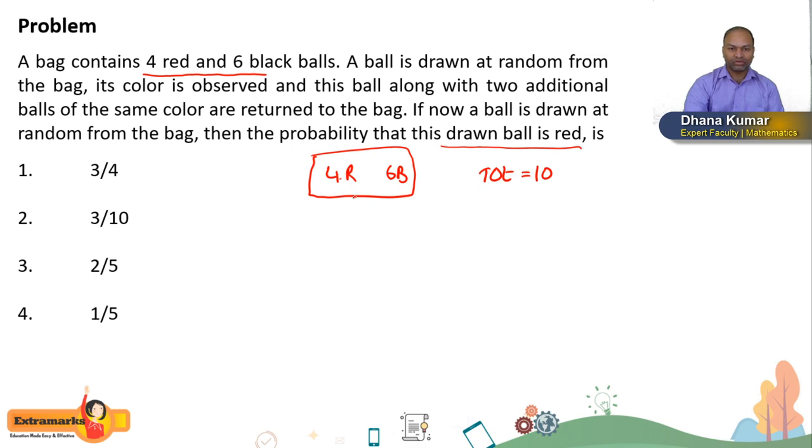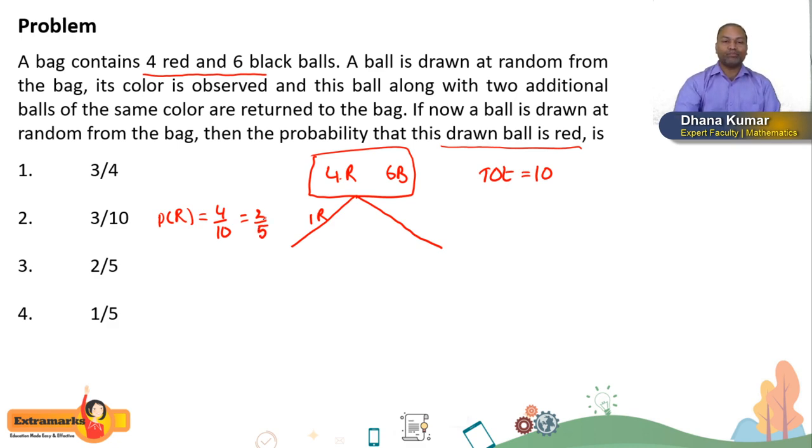It is just like a tree structure. You observe this one. Possibilities: select a ball that may be red or may be black. Suppose you are selecting a red ball, then the probability of selecting a red ball will be what? Here how many red balls? 4, total 10. 2 twos are 2, 5 twos are 10. So the probability is 2 by 5. Suppose selecting one black ball, then the probability of selecting a black ball is total 6 black balls, 6 by 10. 2 threes are 6, 2 fives are 10, so 3 by 5.